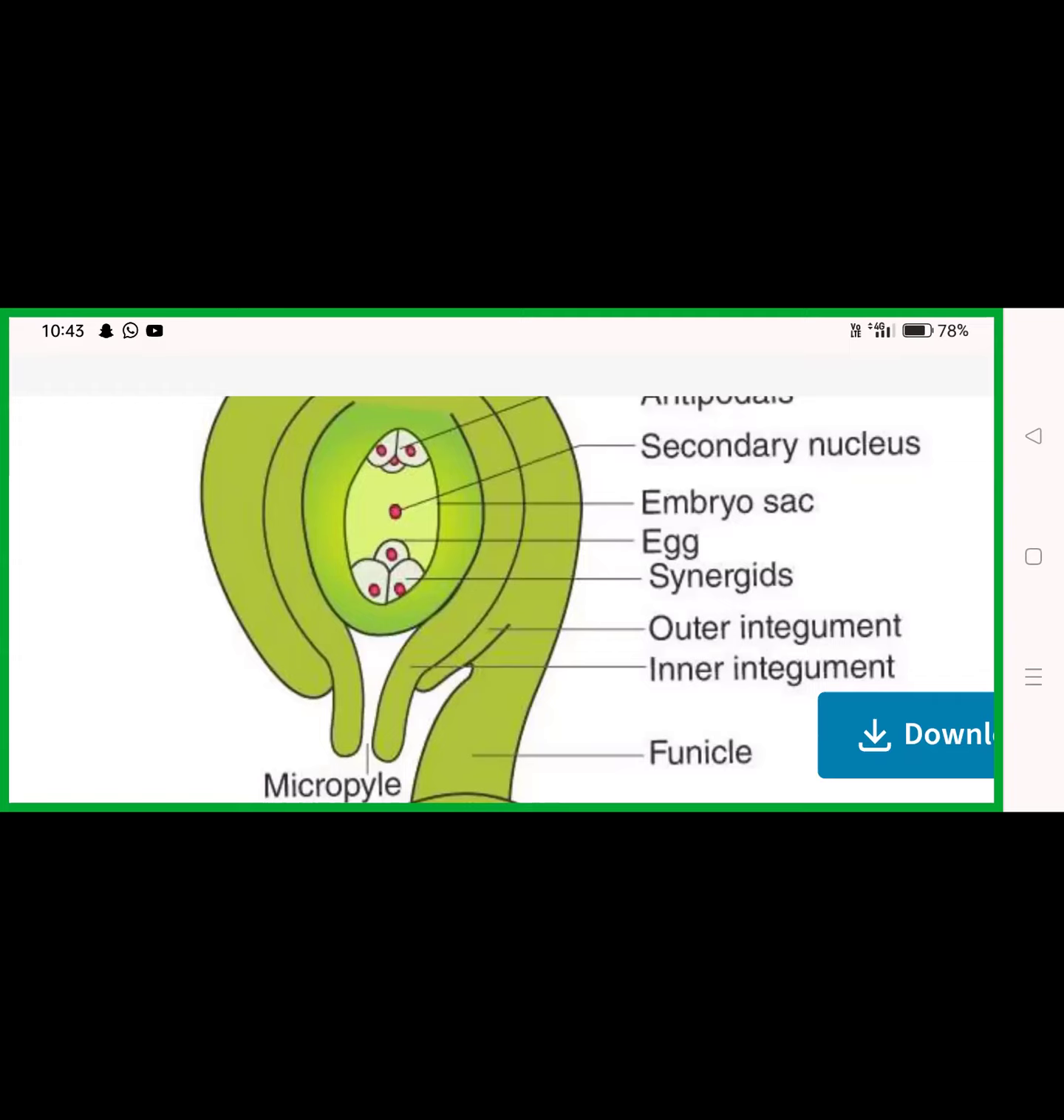And the next one, perisperm. Generally, the developing endosperm consumes the nucellus completely.